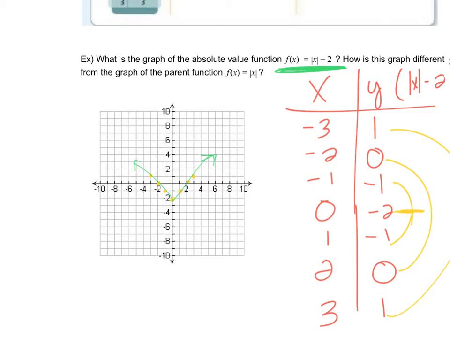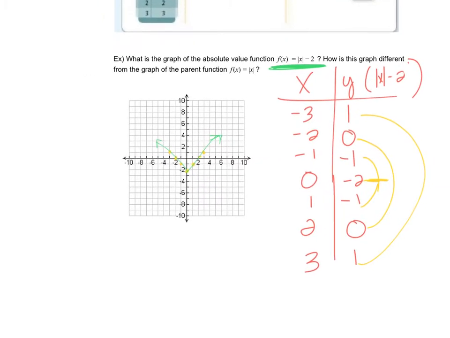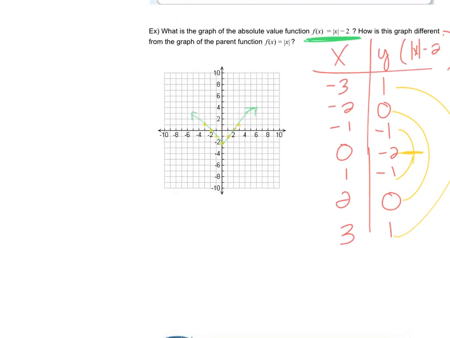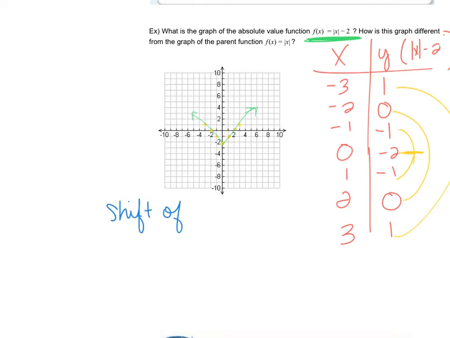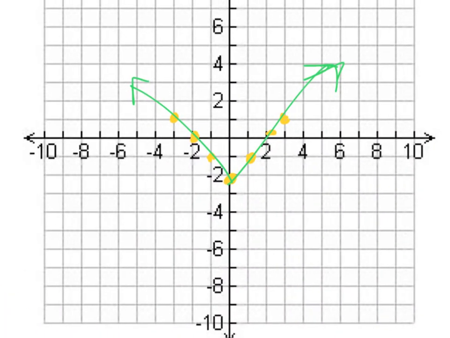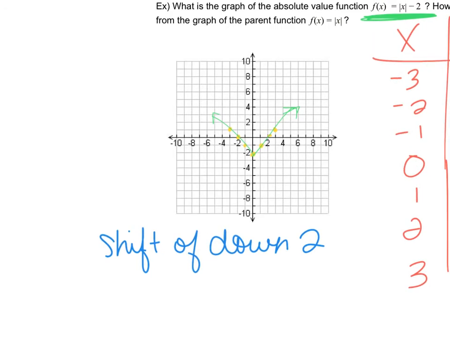So that was the first part. And the second one is, how is this graph different from the graph of the parent function? Well, if you look up at the top, that parent function, the vertex is shifted. There's a shift of down 2, or you could say a vertical shift down 2. That's sometimes what you'll see. Okay, let's look at the slopes. Have the slopes changed any? Nope, it looks like it's still up 1 over 1, up 1 over 1. So that would be the only thing that would be different than the parent function.